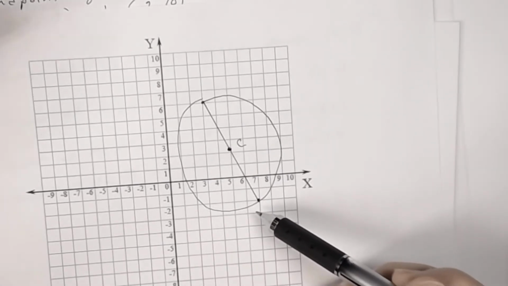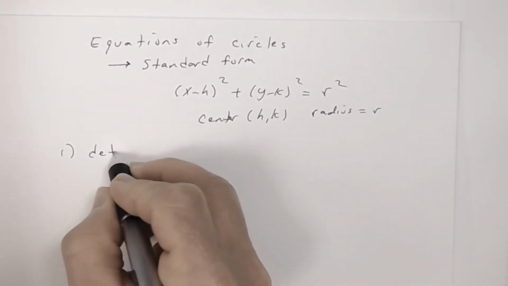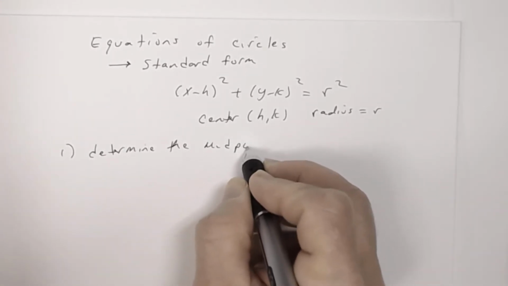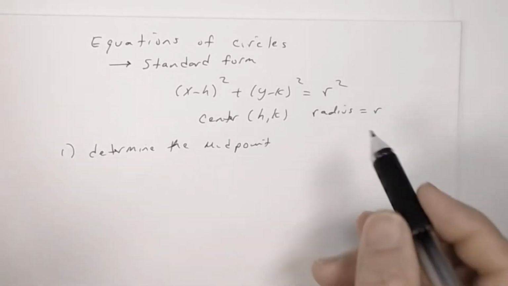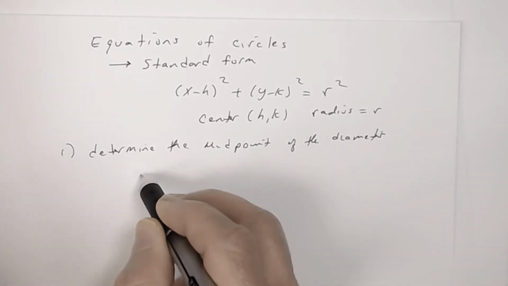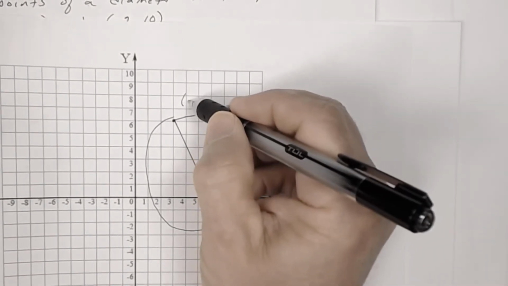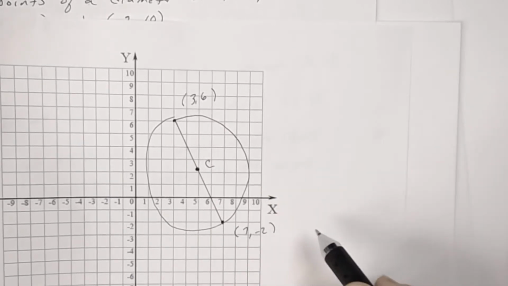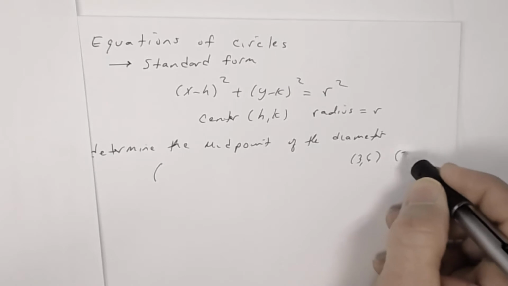So what you want to do, number one, is this. The first thing you have to do is determine the midpoint of the diameter, because the midpoint is going to be the center of the circle, and that will be your (h, k). So the midpoint formula is this. I've been given 2 points, and I'm going to go ahead and label them. This was (3, 6), and this is (7, negative 2). Let me write the points here: (3, 6) and (7, negative 2).